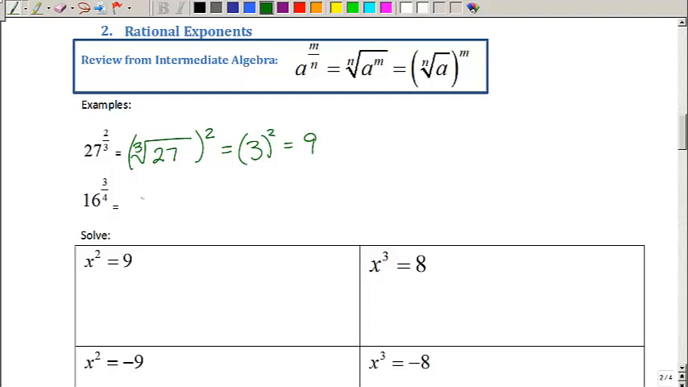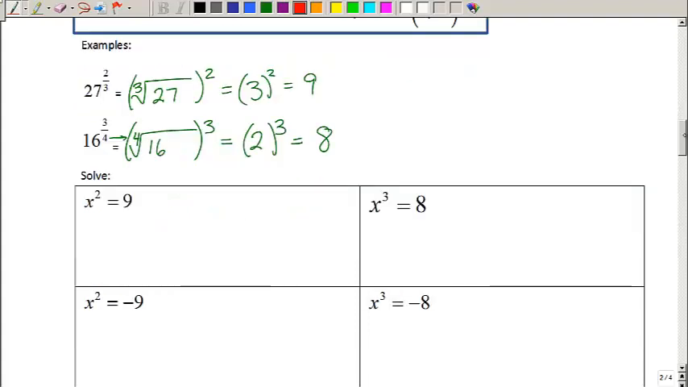16 to the 3/4 will be reduced the same way. The 4 in the denominator is the same as the index of the radical symbol. So we have the 4th root of 16 cubed. I like to do the root before I cube it. I could take 16 and cube it, but that's going to be a very large number and not something I want to do in my head. The 4th root of 16 is simply 2, and 2 cubed is 8. So that's just a little bit of review from intermediate algebra.